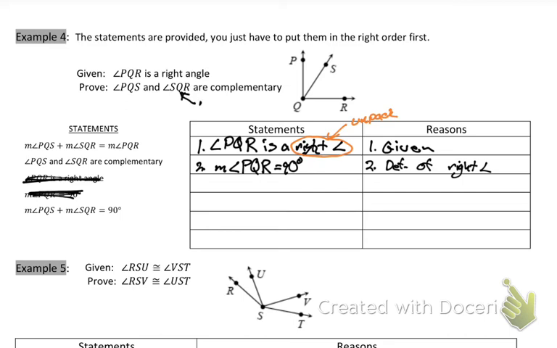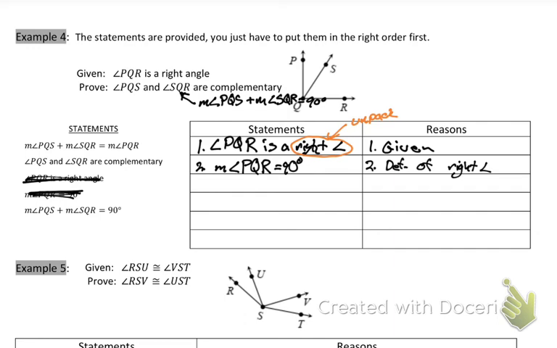I want to show that the measure of angle PQS plus the measure of angle SQR equals 90 degrees. If I can do that, I can use the definition to go backwards. So my goal is just to show they equal 90 degrees. We already have the big angle equaling 90 degrees. What can I do with a big angle to write it as smaller angles? What can I use to write a big angle that's comprised of the smaller angles?